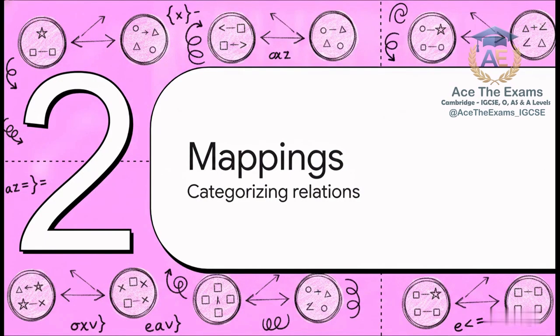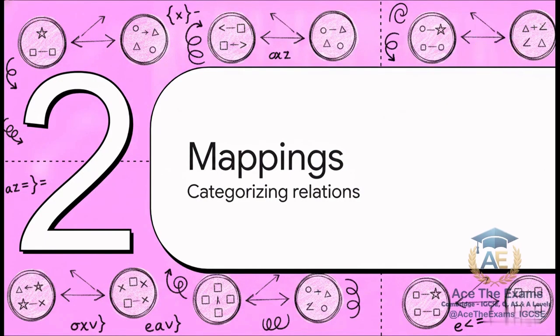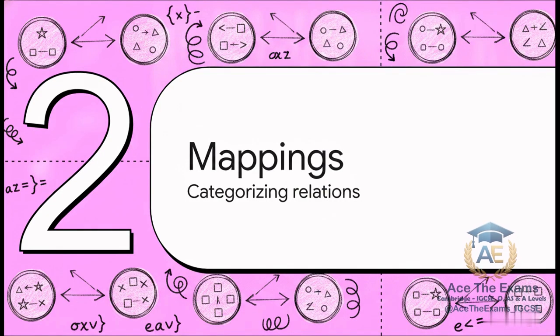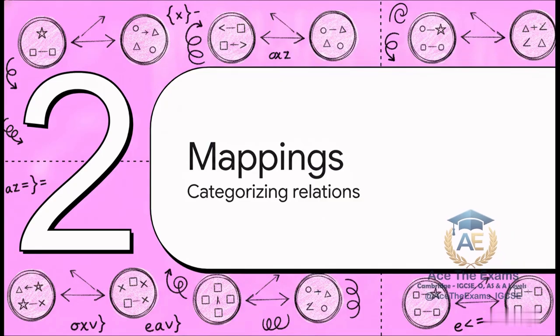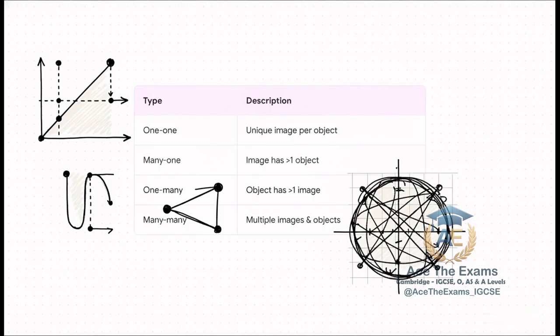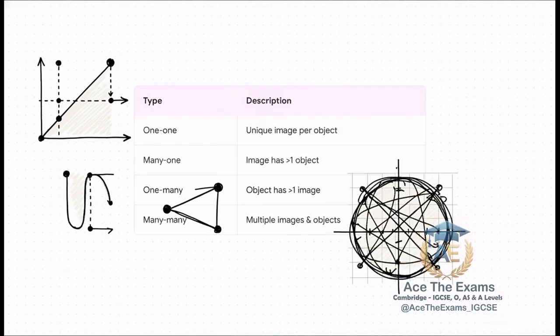Let's move to our next section and see how these relationships, or mappings, can be sorted into distinct categories. This is where we start transforming those flawed answers into top-tier, structured responses. By laying these mapping types out side by side, we can clearly trace the path from the object, which is our input, to its image, which is the output.